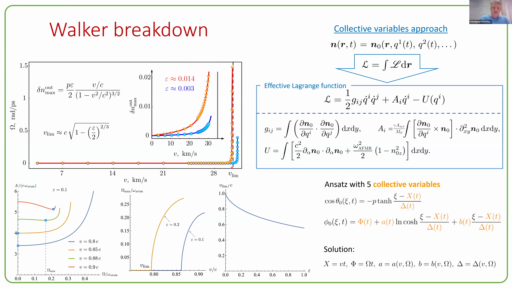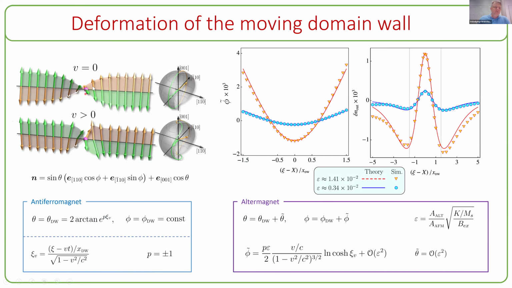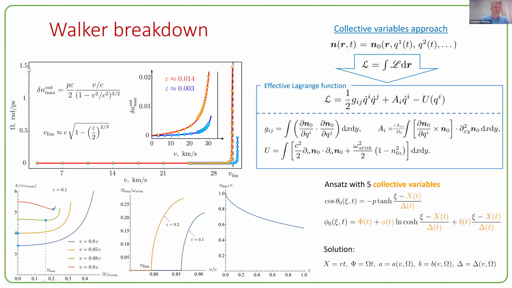When the velocity is higher than some limiting value, the domain wall will start to precess. I mean, the Néel vector in the domain wall will start to rotate. The dependence of the frequency of this rotation on velocity is shown on this plot.